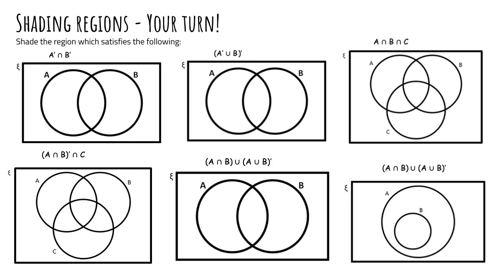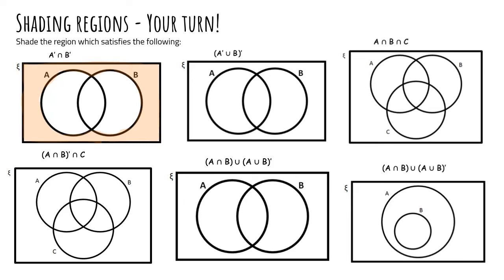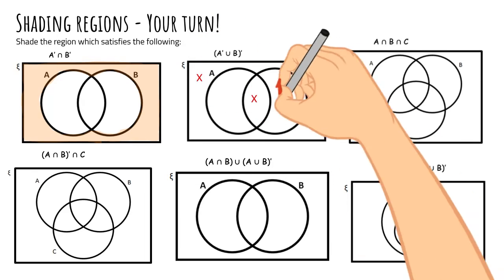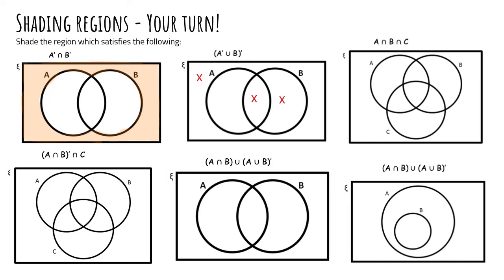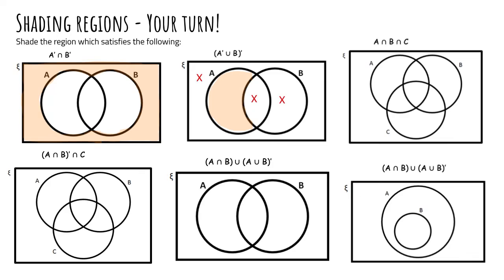Okay, let me run through the solutions with you. For the first one, it cannot be A and it also cannot be B because it's the intersection of not A and not B, so you should have shaded all around the outside. For the next question along, I would identify the brackets first, so put a cross in not A and also both of B, and then we know that it's the opposite of that, so shade what's not got a cross in.